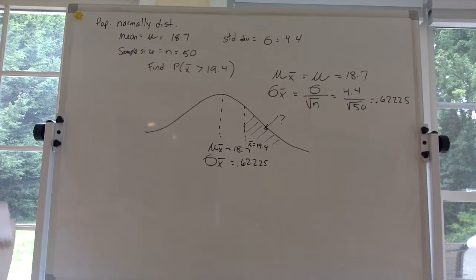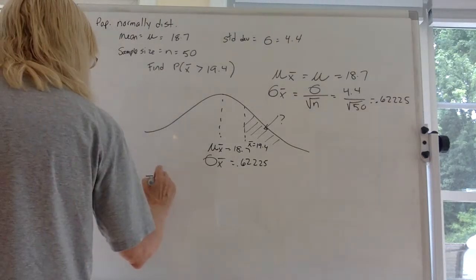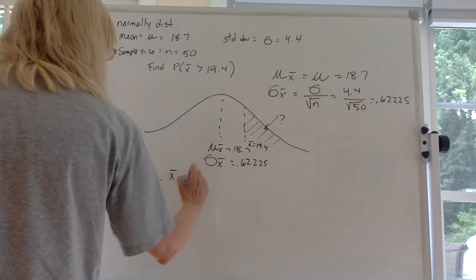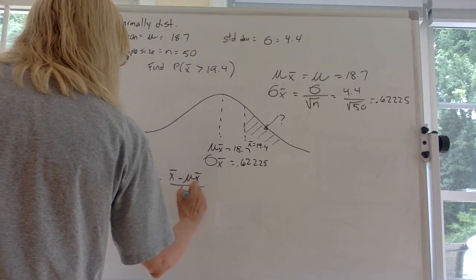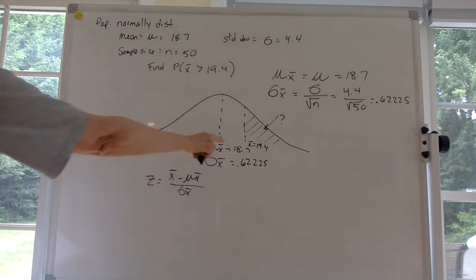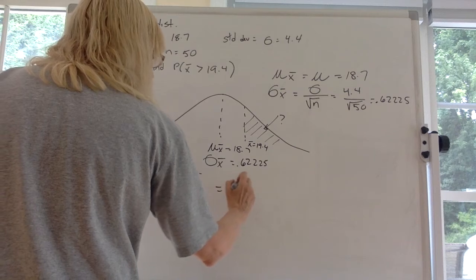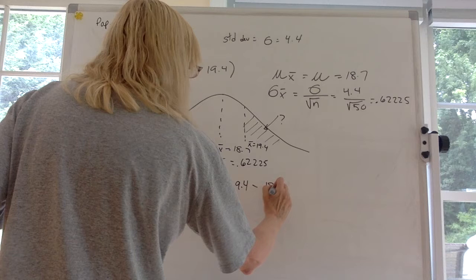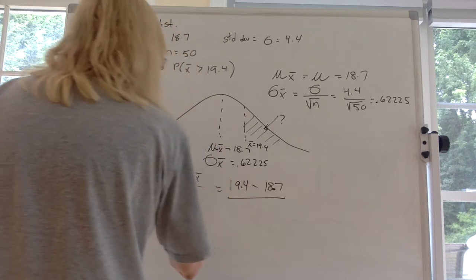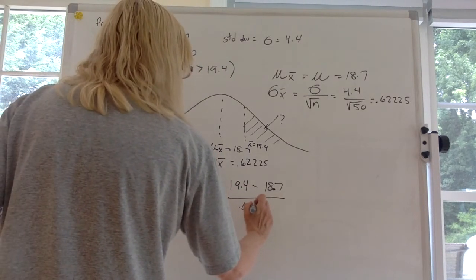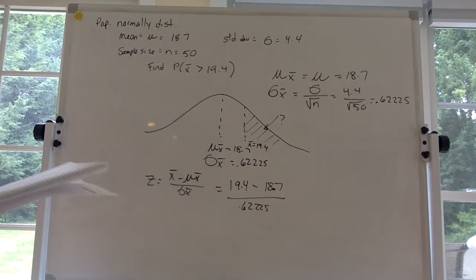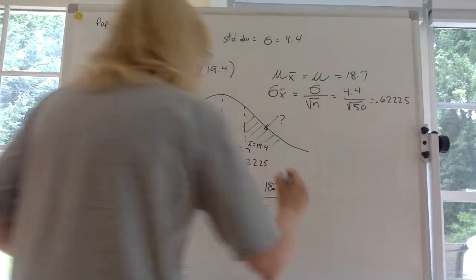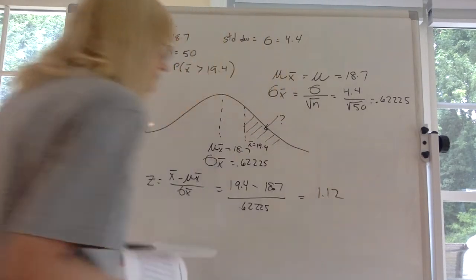Now at this point, we're going to do it just like we did before. We're going to find a z, but it's going to be x bar minus mu x bar over sigma x bar. So x bar is the value that we're interested in, it's the 19.4. The mu x bar we figured out is 18.7. And the sigma x bar is the 0.62225. So when you do that out on your calculator, I got 1.12.